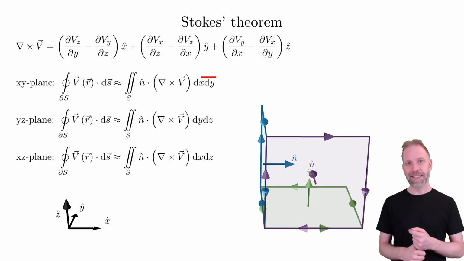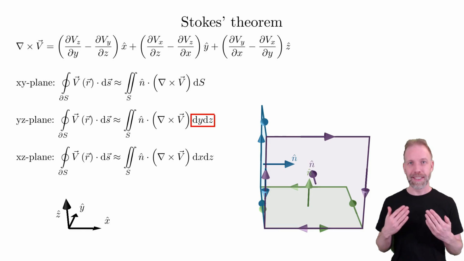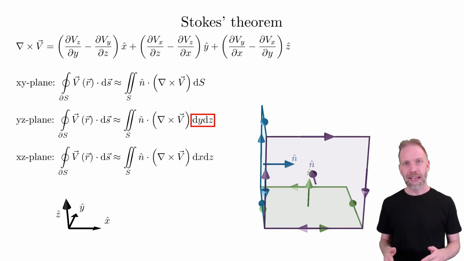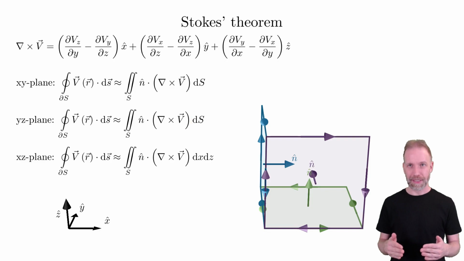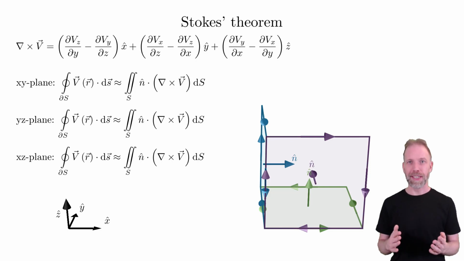Finally, the dx times dy is just the surface element dS. dy times dz in this equation is also the surface element dS, and dx times dz is the surface element in the final equation. And we can see that for all planes, we ended up with the same equation when it is expressed in terms of the curve.